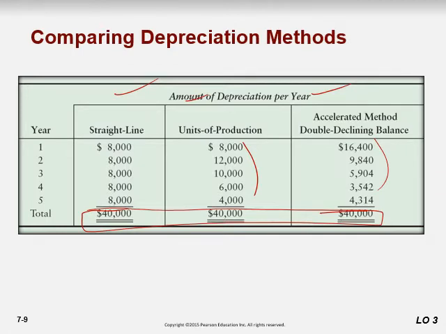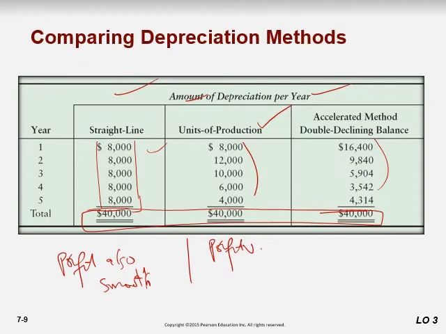How? If you are using the straight line method, your profit will also be smooth, right? Every year a fixed amount of expense is deducted. If you are using the unit of production method, your profit varies. In some years your profit would be higher, in some years your profit would be lower. Why? Because depreciation is going to be higher and higher and then lower, right?